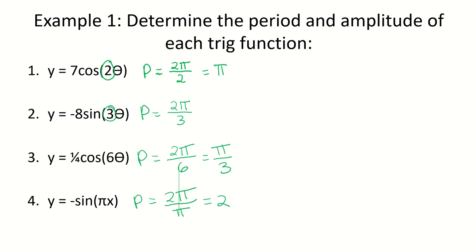Now let's look at the amplitude. The amplitude, again, comes from the number in front. And the one thing that you have to be careful of is amplitude is always positive because it's a measurement of height. So here A is 7. Here A is positive 8. Be careful there. Here A is 1/4. And here A is, if there's not a number there, you can assume it's 1.